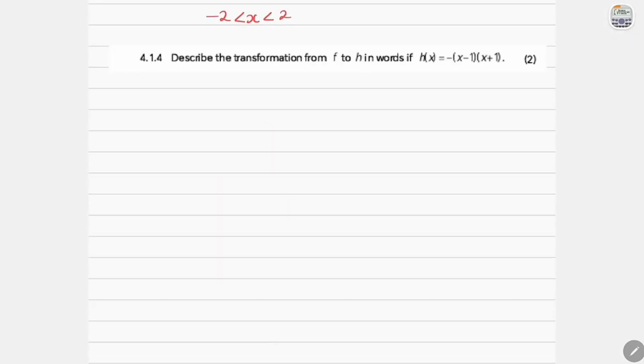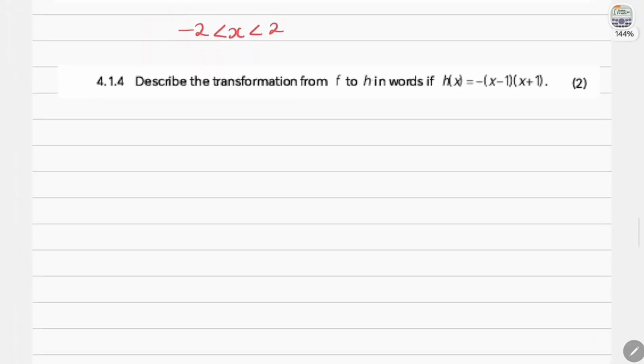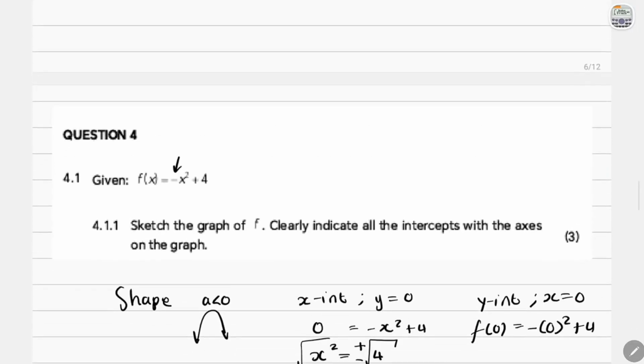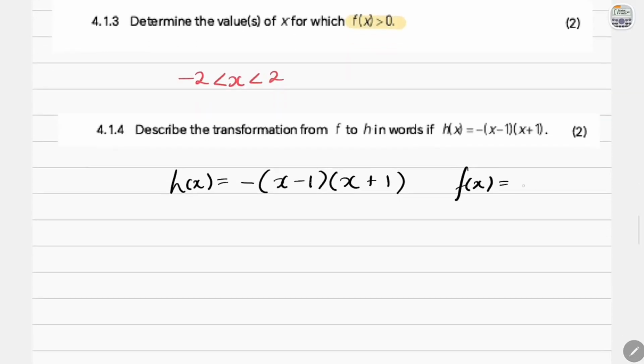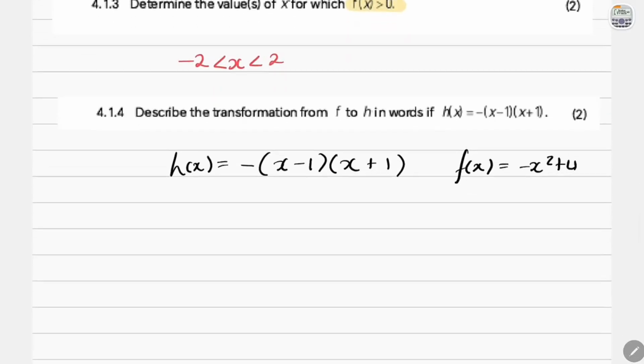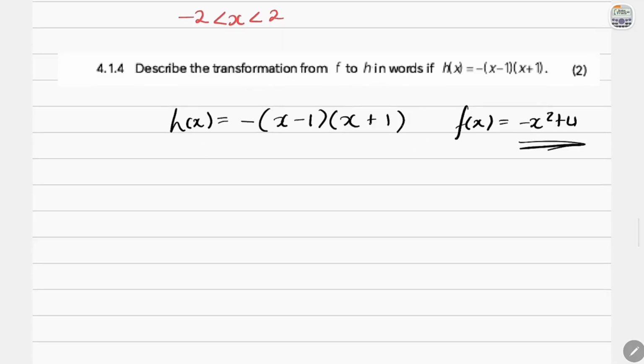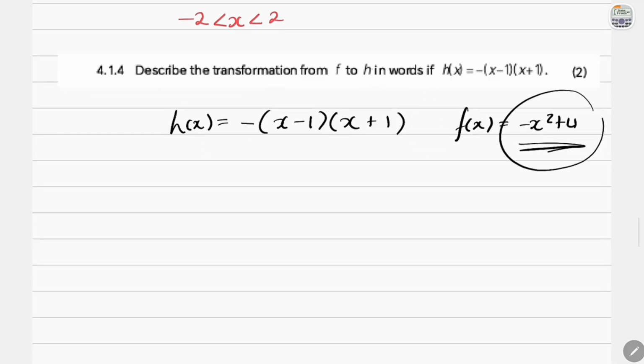The next question, question 4.1.4, says, describe the transformation from f to h in words. Okay, so if h of x is equal to, and they say negative and then x minus 1 and x plus 1. Okay, so from what f of x looked like? F of x was simply just negative x squared plus 4, right? Negative x squared plus 4. Notice how this was just two terms, but now they have given you a factorized form of this. So just distribute, so that you can end up making it look like that.